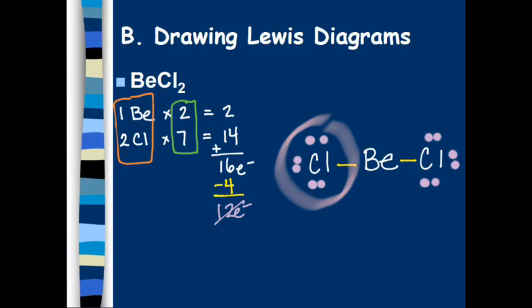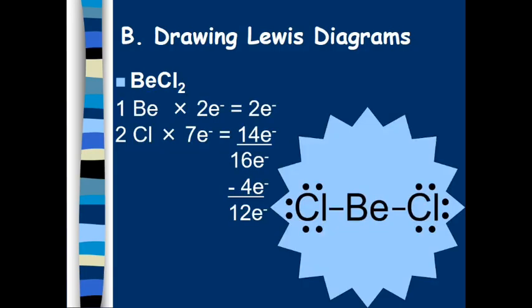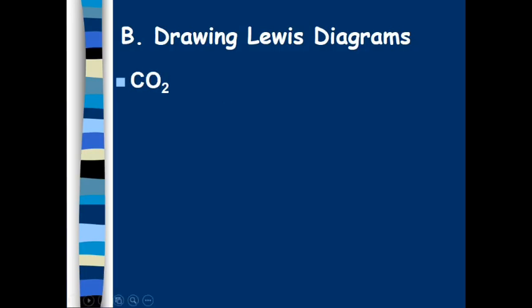Let's go work out another example. And that's what that looks like. Next one, carbon dioxide. Okay, step number 1, we are going to figure out our valence electron counts. We have 1 carbon. It's in group 14, so 4 valence electrons. We have 2 oxygen atoms. Oxygen's in group 16, so 6 valence electrons.